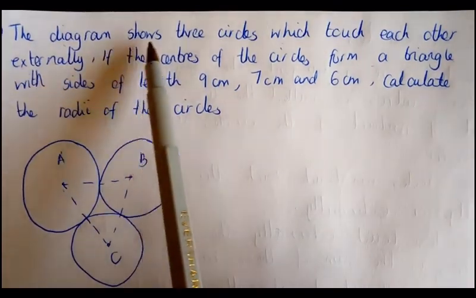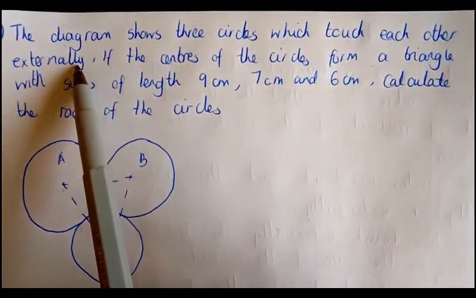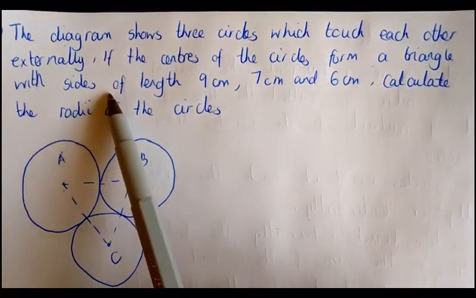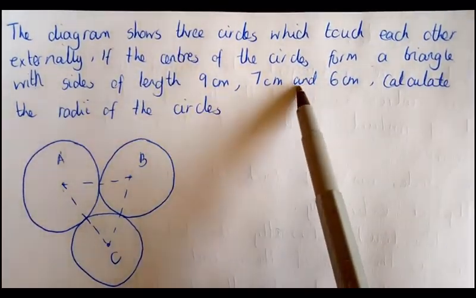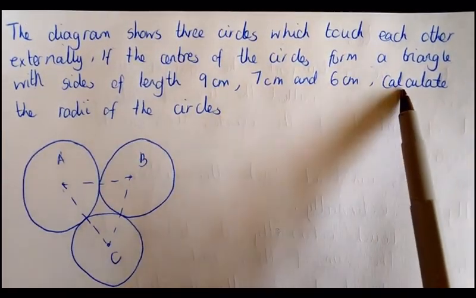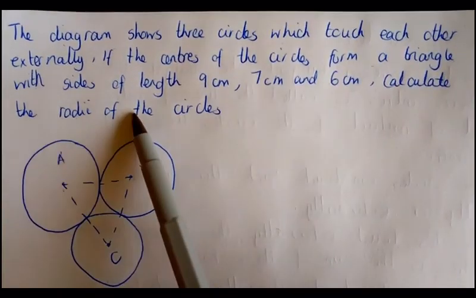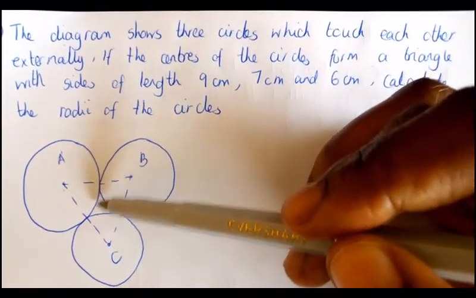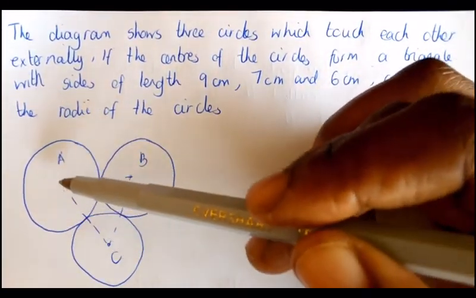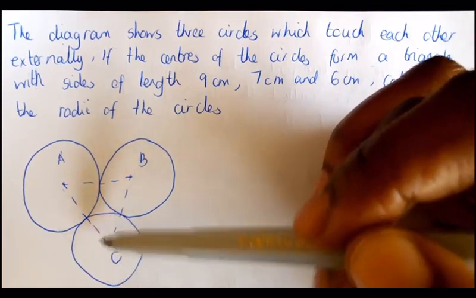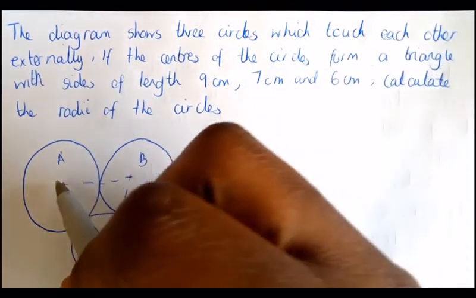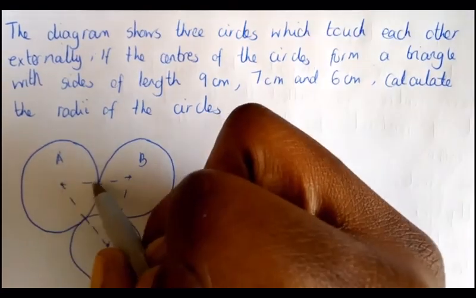Example 2, the diagram shows 3 circles which touch each other externally. If the centers of the circles form a triangle with sides of length 9 cm, 7 cm, and 6 cm, calculate the radii of the circles. And we know that if circles touch each other externally, the sum of their radii is the distance between their centers, right? So we can name the radius of circle A as A.